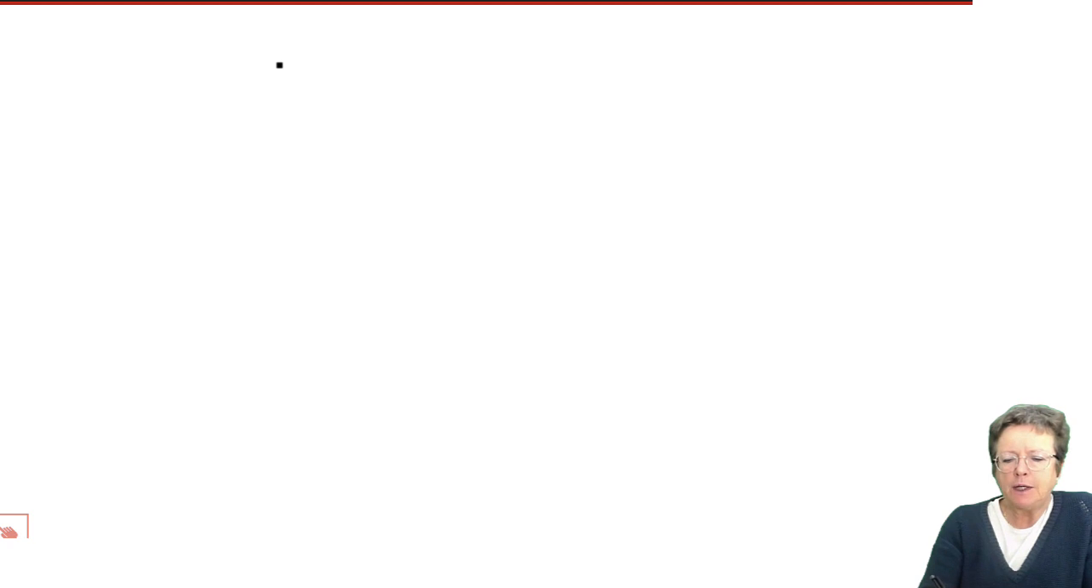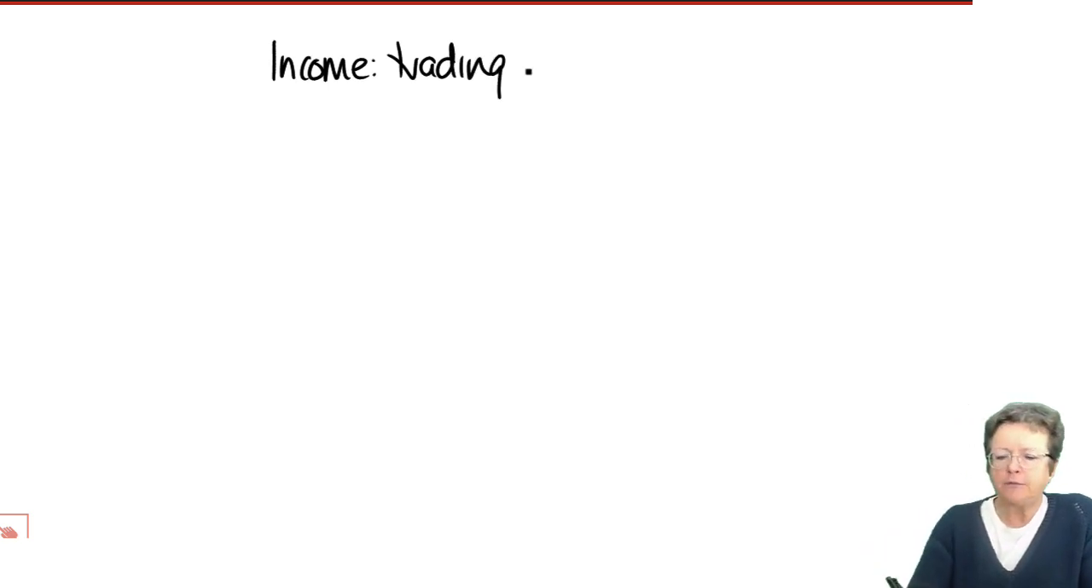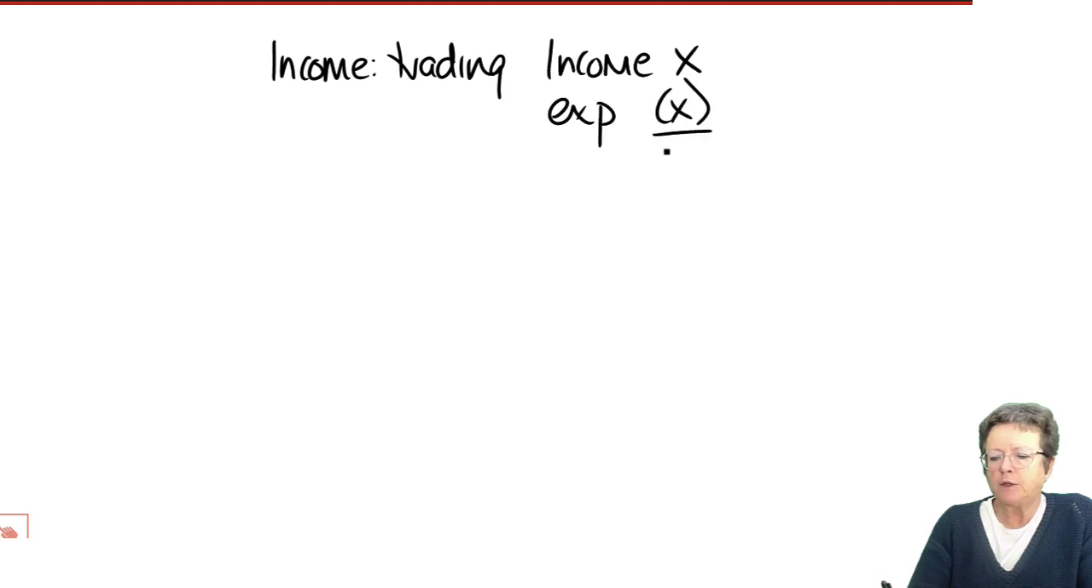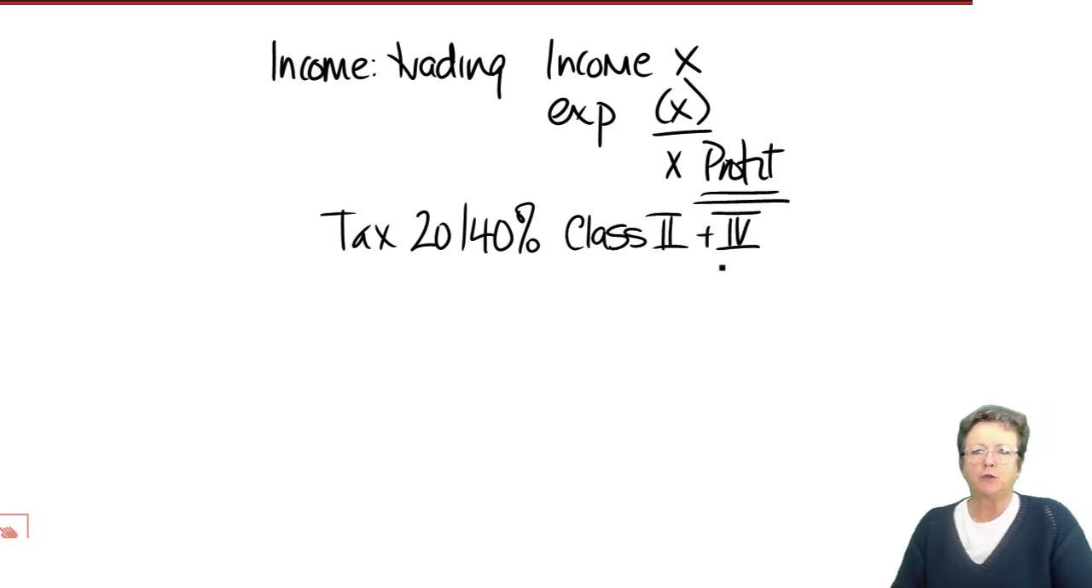So, if you had income and it was trading, for example, then you would have your income and you would have your expenses, which are allowable for tax purposes, and that would give you a profit. Okay, now taxed at 20 or maybe 40% high rate, basic rate, and they pay national insurance, class 2 and class 4 national insurance contributions.